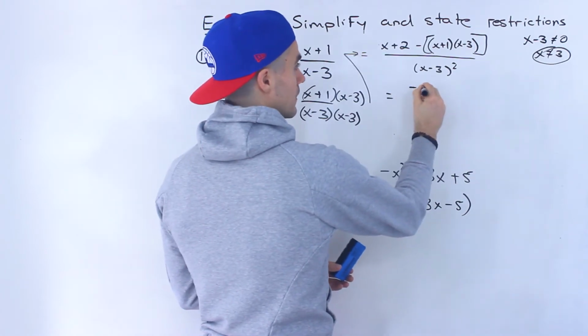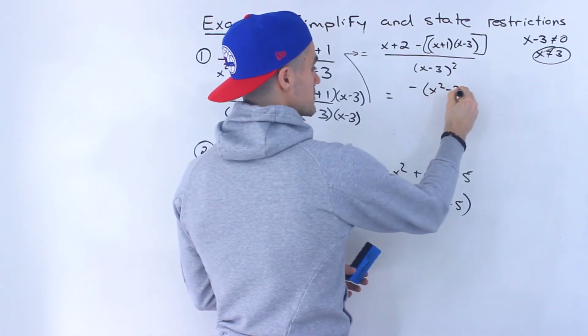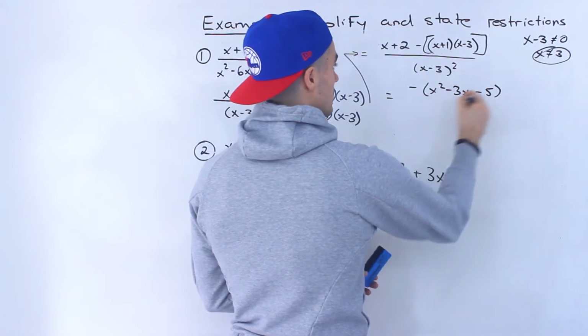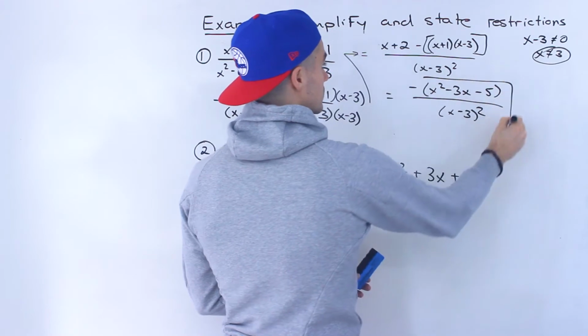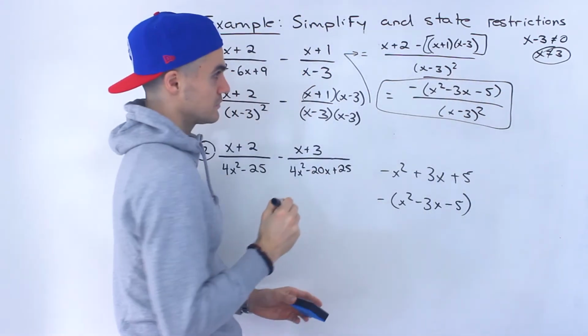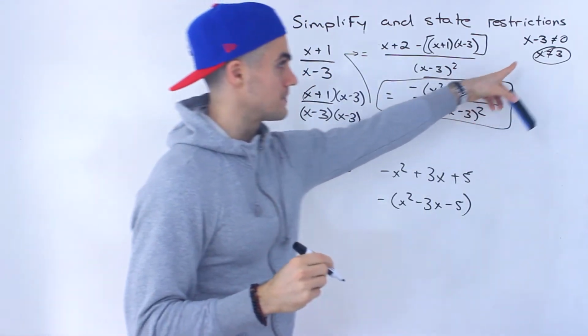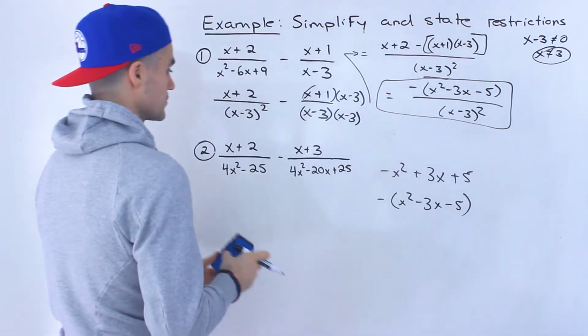So if I write this out, I'll have negative x squared minus 3x minus 5 all over x minus 3 to the power of 2. So that's the simplified answer. That's the final answer right there. And then that is the restriction.